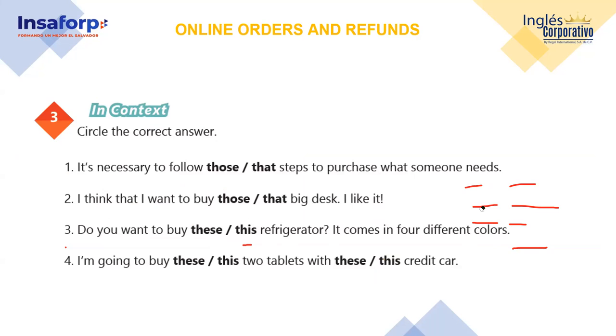We have this from your book. And then we need to decide what the correct answer is, if it is the one that you have on your left or the one that you have on your right. Exercise number one, it says, circle the correct answer. It's necessary to follow those or that steps to purchase what someone needs. Those. Why those? Because it is plural, okay?